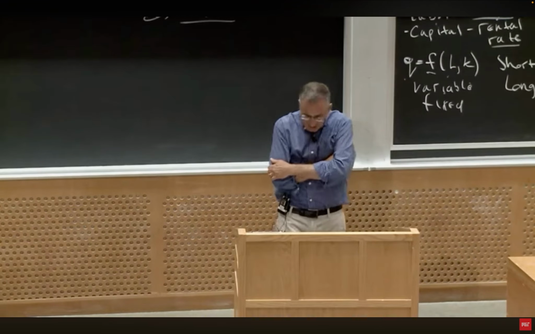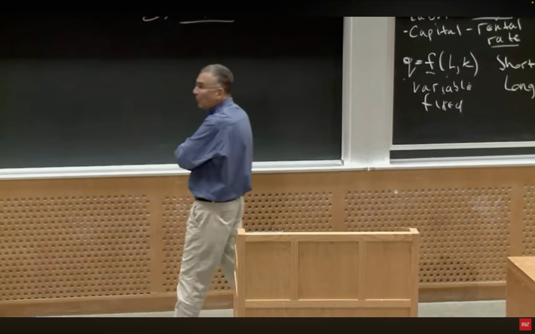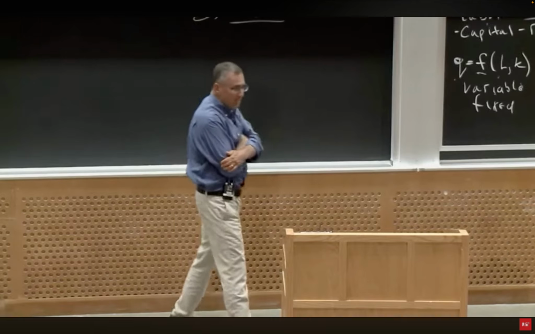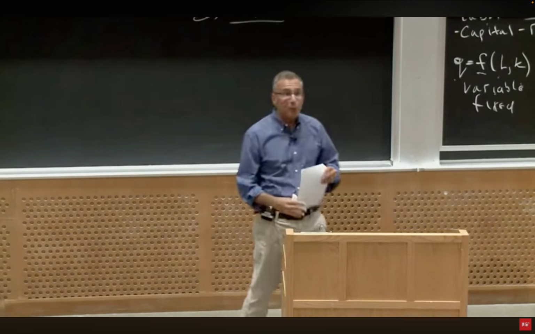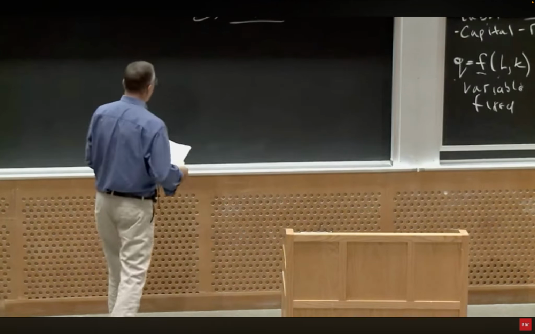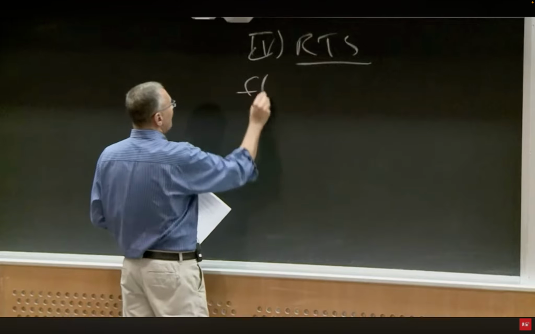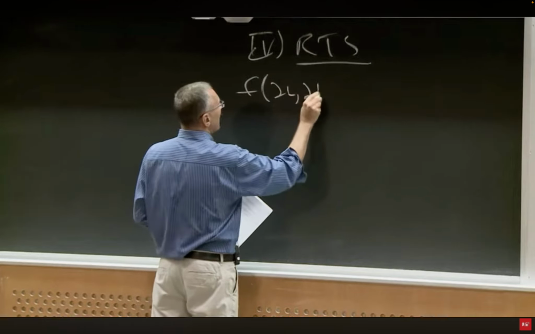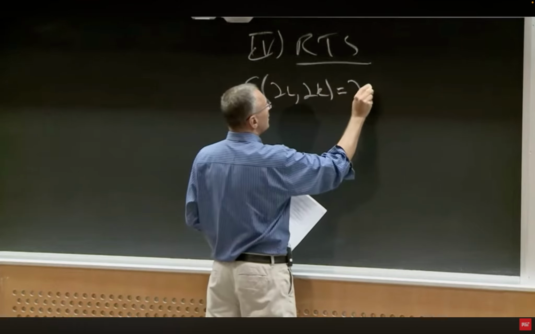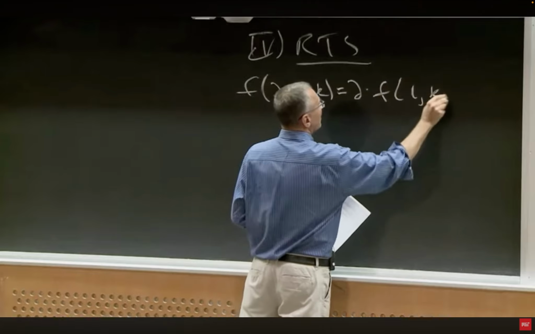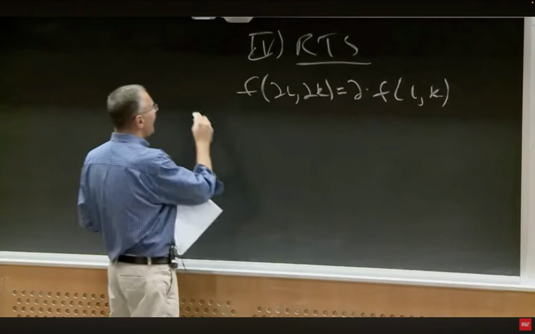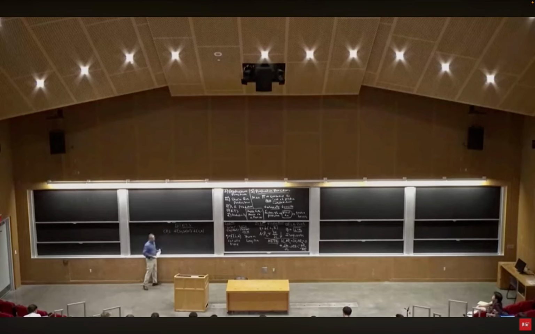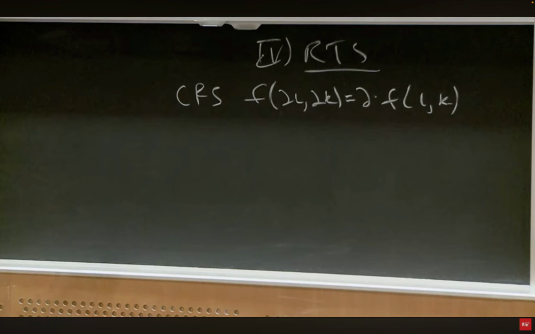So the question is, how does output respond? For example, it could be that when you double inputs, you double outputs. It could be that f(2L, 2K) equals 2 times f(L, K). We would call this a constant returns to scale production function. Double inputs, double outputs. Sort of a natural intuition. But it doesn't have to be the case.